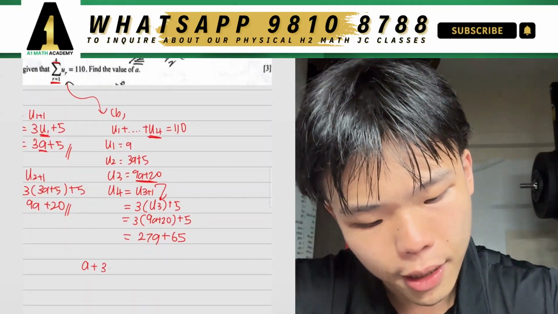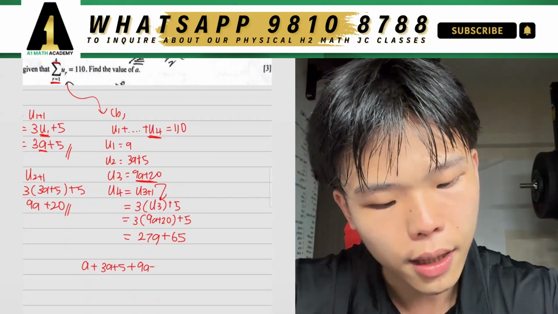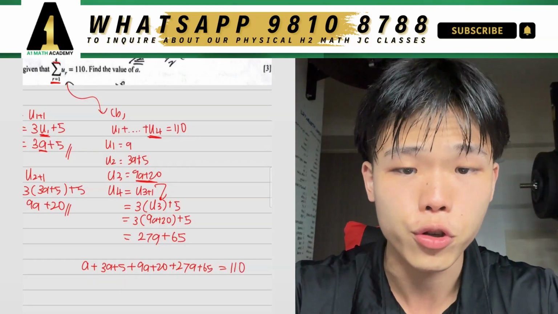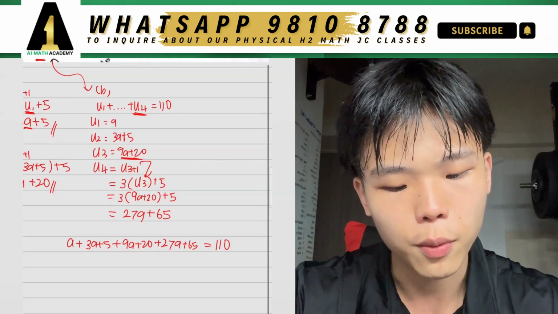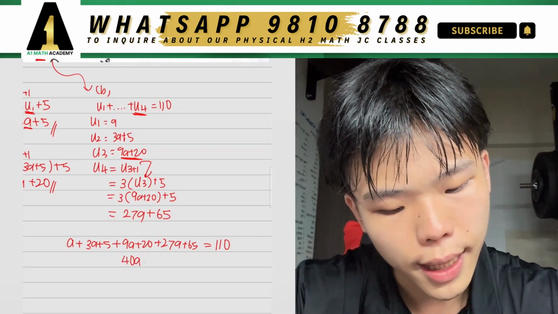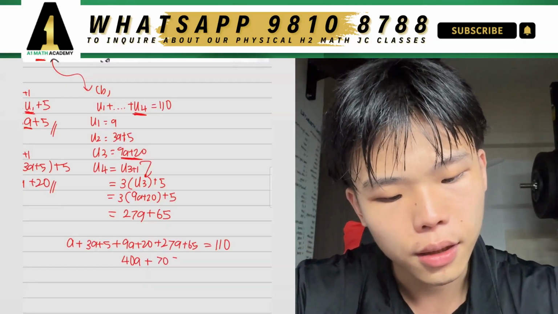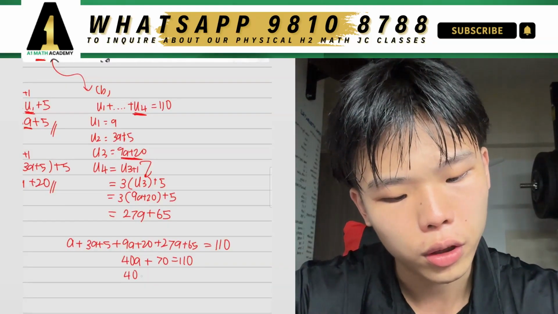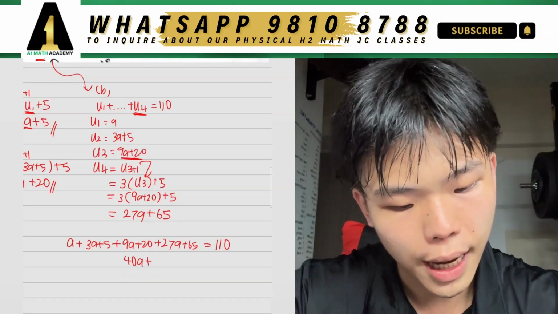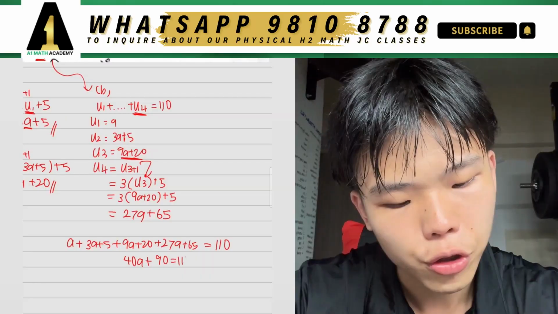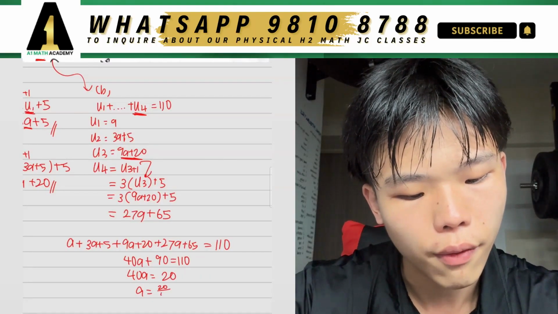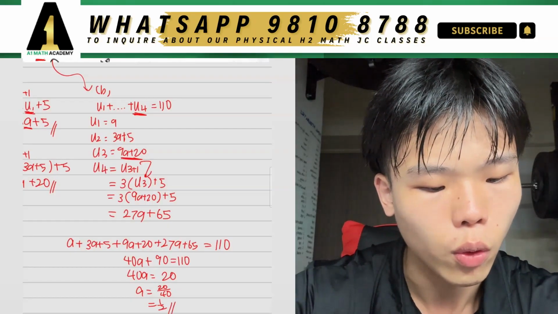Therefore, a plus 3a plus 5 plus 9a plus 20 plus 27a plus 65 in the end ends up to be 110. And then from here, we can just solve for a. We add up all the a values together, we get 40a plus 90 gives me 110, and therefore 40a is 20, and therefore a is 20 divided by 40, which gives us the final value of half.